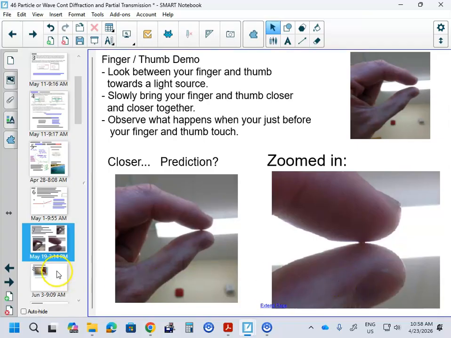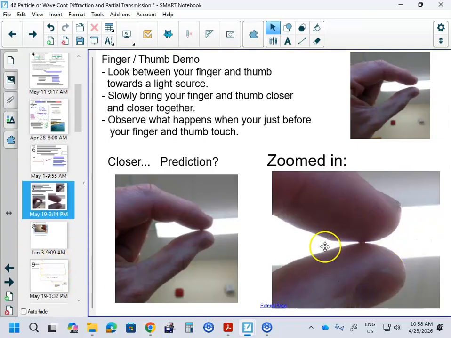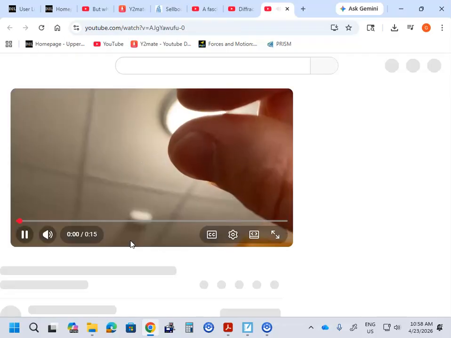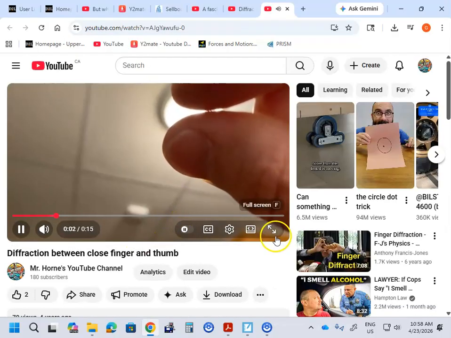What's happening there is that light that should be coming towards your eye through that gap diffracts, bends away from your eye. So now light isn't coming towards your eye from that spot, and so it looks dark there. That is diffraction, an easy way to see it. This is a little video doing that. So this is what you should be seeing.